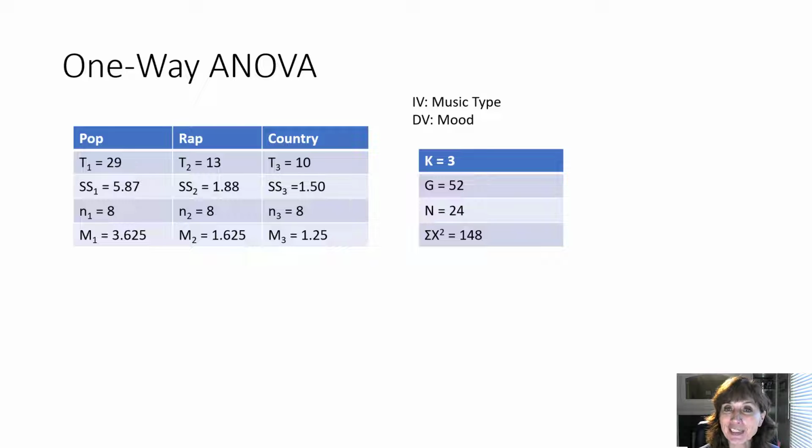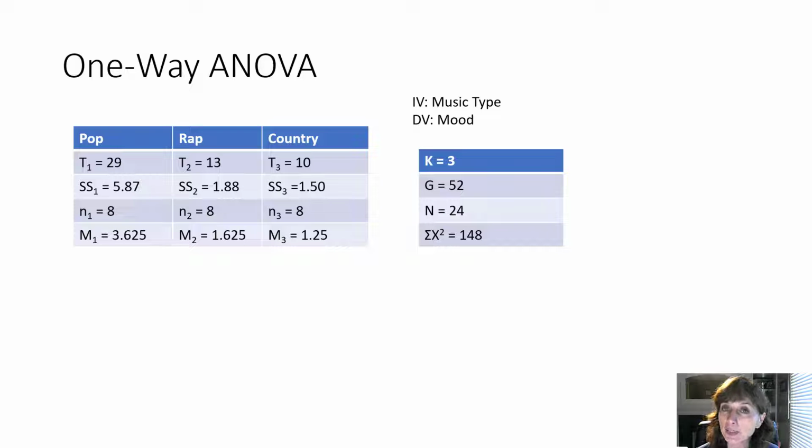G is 52. So G is if we added up all the scores across each condition, right? So remember the T's, that was the sum within a condition of all the scores. So if I want to add up the scores across my entire study, I can just add my T's together. So you can get that G of 52 by taking 29, which is T1, plus 13, which is T2, plus 10, which is T3, and you'll get 52. Or you can just take all the 24 scores that you're working with across your data set and add them up, and you would get 52.